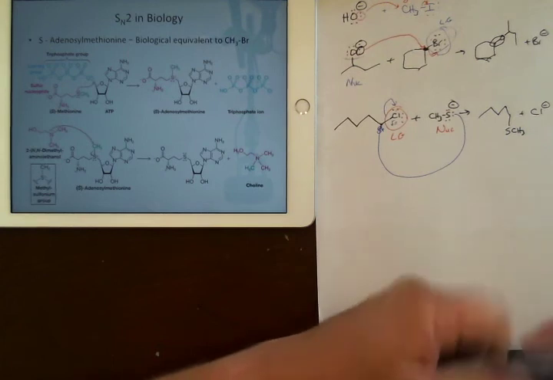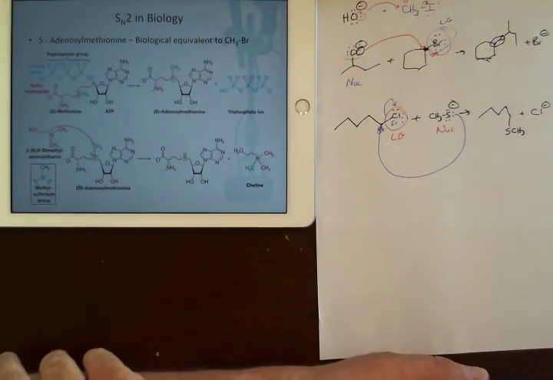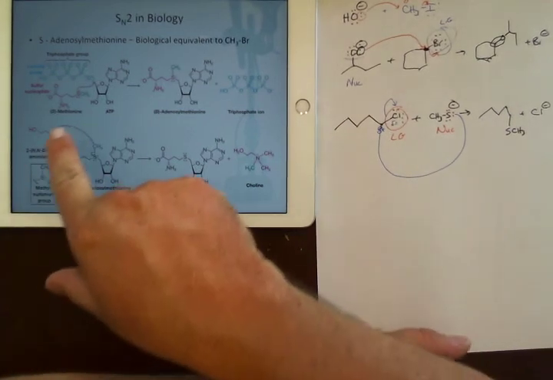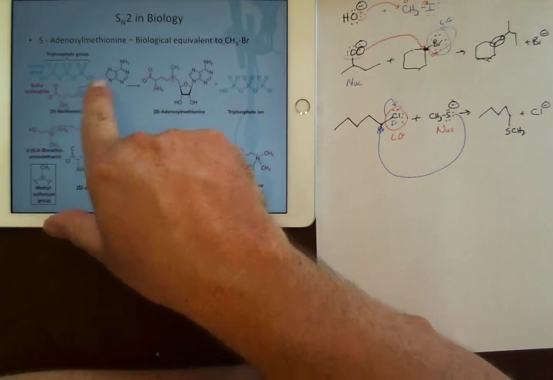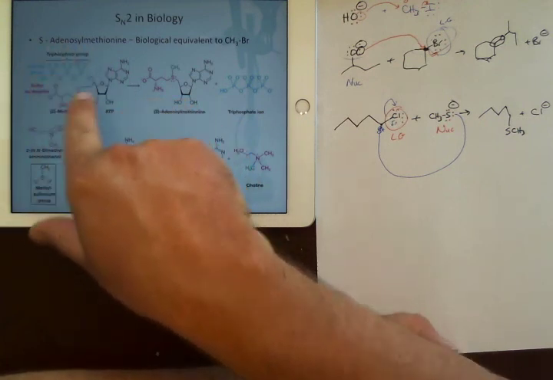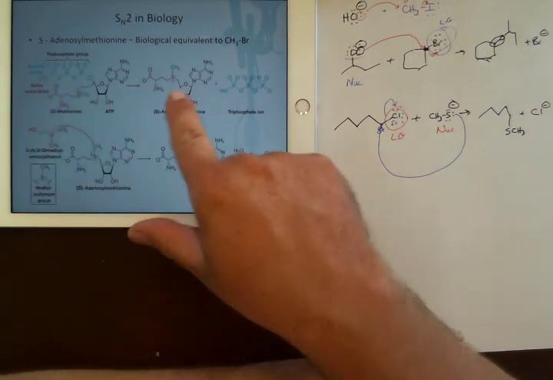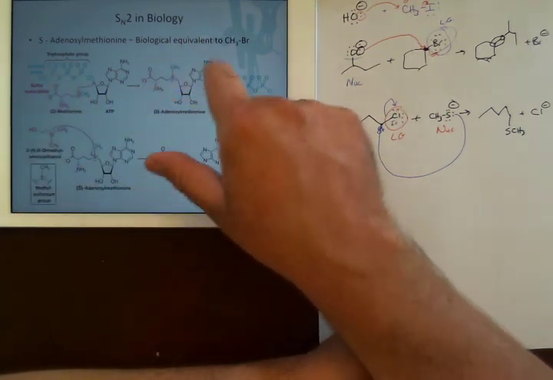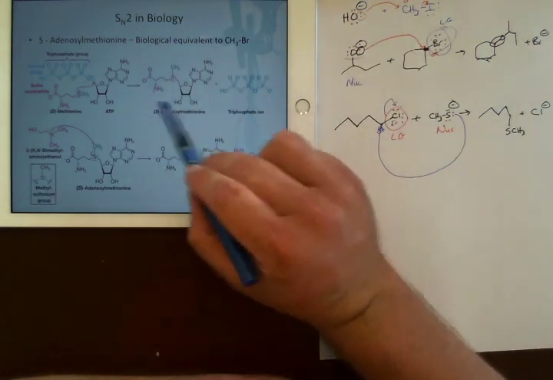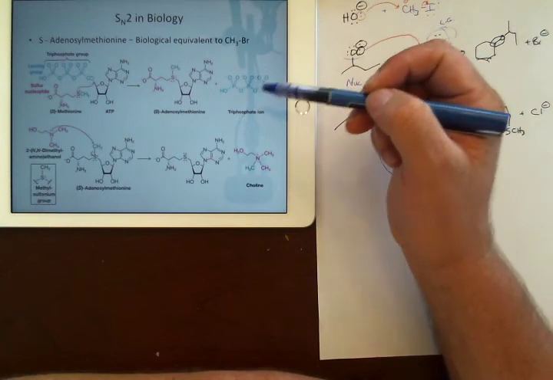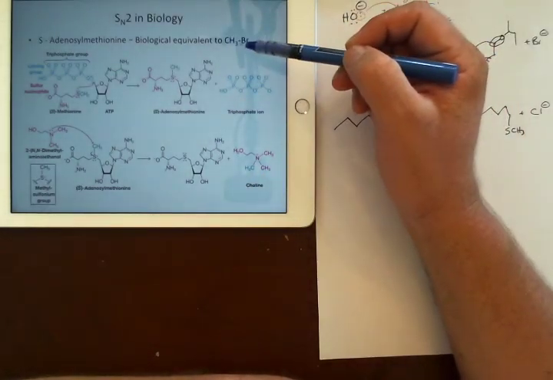So the SN2 does happen in biology quite a bit. The classic one is S-adenosylmethionine. The way it works is you take ATP and methionine and react them, and the triphosphate group here is in fact just a leaving group. So that's nice SN2 chemistry. You make the S-adenosylmethionine here. This part of the molecule, the red and the black part, is just a leaving group. It's the chemical equivalent of a methyl bromide.